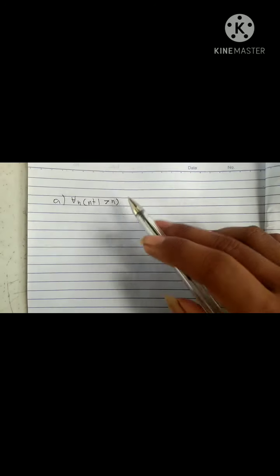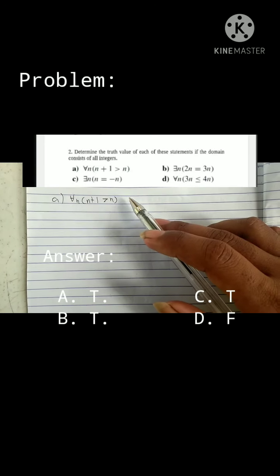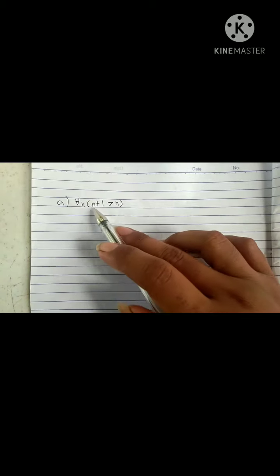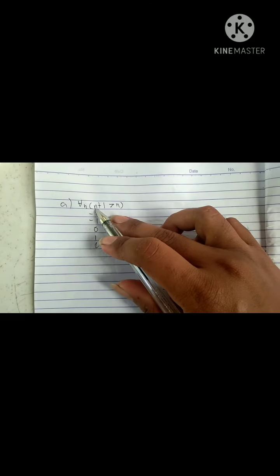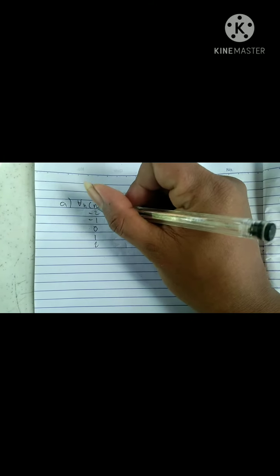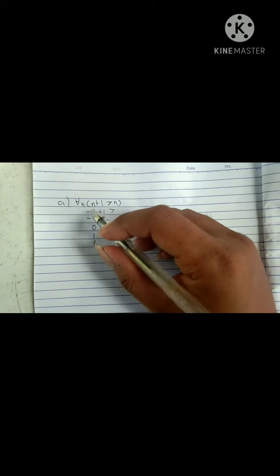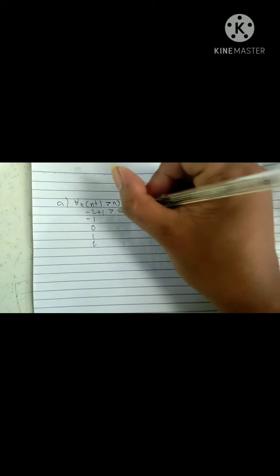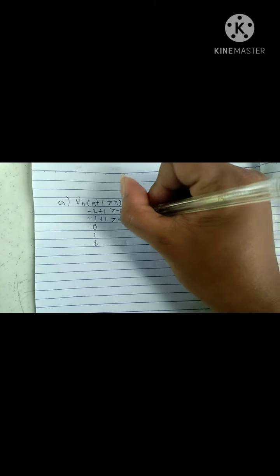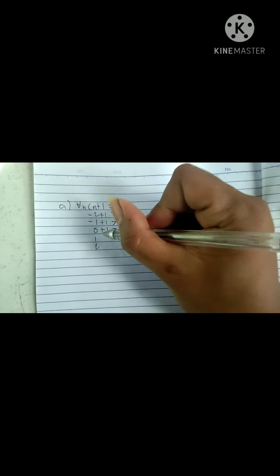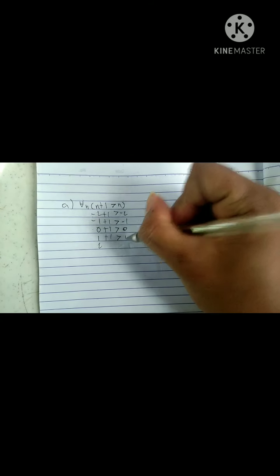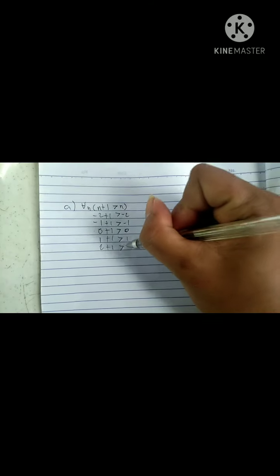We will determine the truth values of this statement if our domain is all integers. So our domain here is n. We will let negative 2, negative 1, 0, 1, then 2 be the values of our domain. So negative 2 plus 1 is greater than negative 2, negative 1 plus 1 is greater than negative 1, 0 plus 1 is greater than 0, 1 plus 1 is greater than 1, 2 plus 1 is greater than 2.